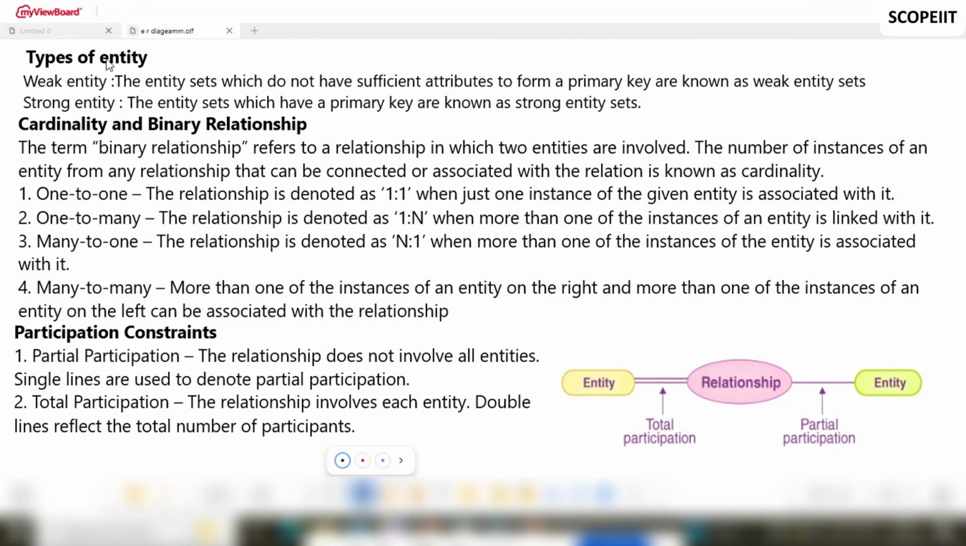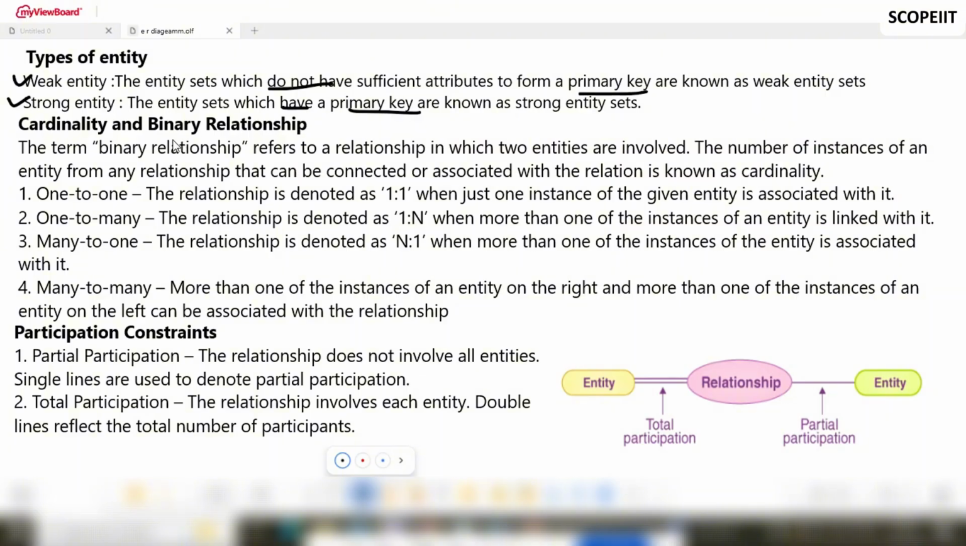Next, types of entity. So basically there are two types of entity, weak entity and strong entity. Weak entity means the entity which does not have a primary key. And strong entity means the entity which has a primary key. So it has a primary key, that's why it becomes a strong entity.